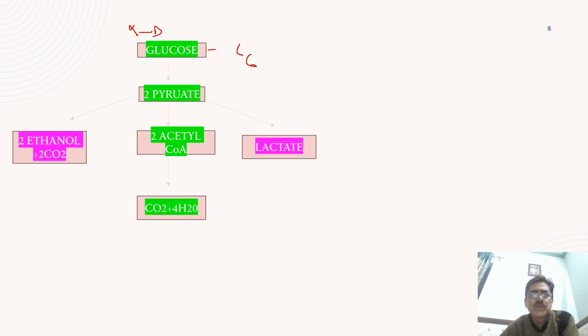Pyruvate is converted to acetyl coenzyme A. Then acetyl coenzyme A is finally converted to carbon dioxide and water. Now pyruvate can meet different fates. It can get converted to lactate in muscles, or pyruvate can undergo alcoholic fermentation under anaerobic conditions, that is, you get ethanol and carbon dioxide. So in glycolysis, glucose is converted to pyruvate.